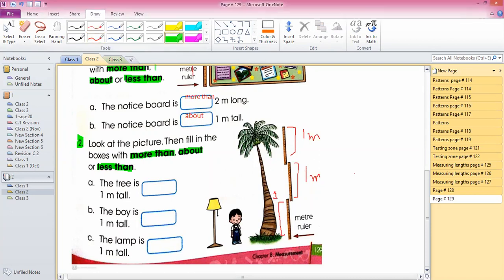The question is saying, the tree is dash 1 meter tall: more than, about, or less than. So guys, this is a very easy question. Look at the height of the tree and tell me if the height of the tree is less than 1 meter, more than 1 meter, or about 1 meter. The height is the same as 1 meter. Look, this is 1 meter. The height is the same as 1 meter, less than 1 meter, or more than. Tell me the answers in the chat box, guys.